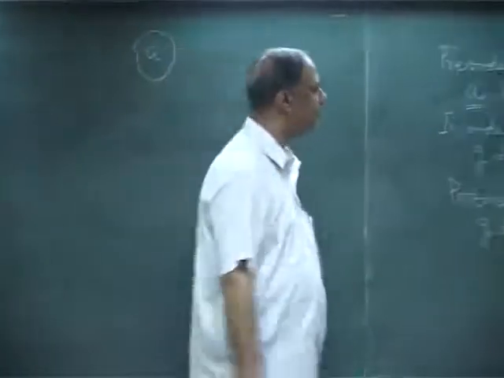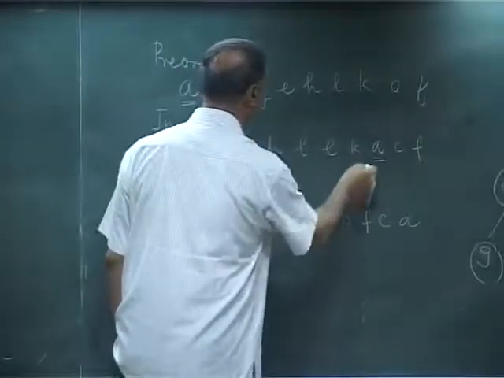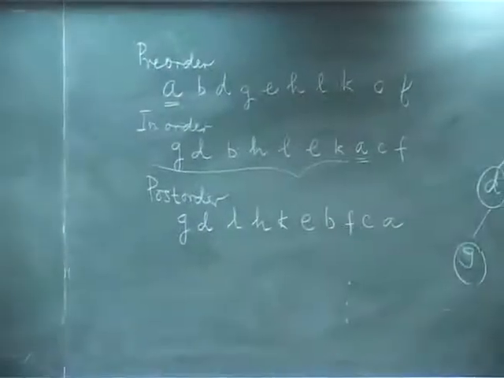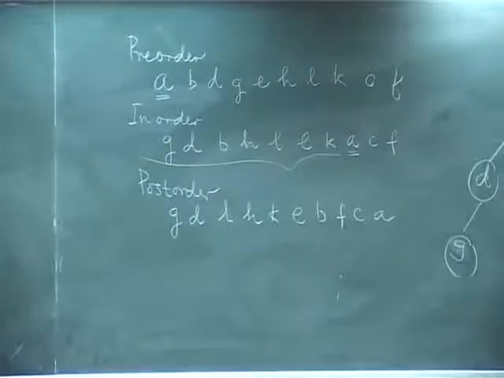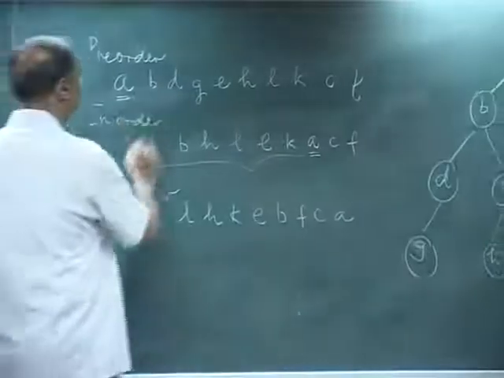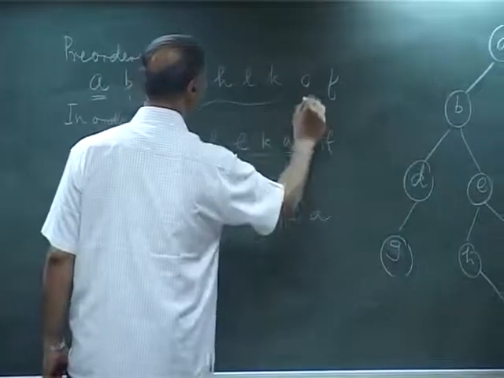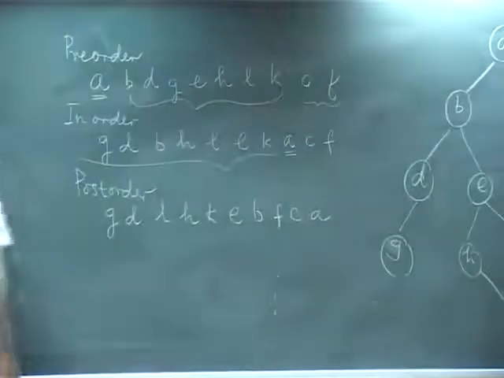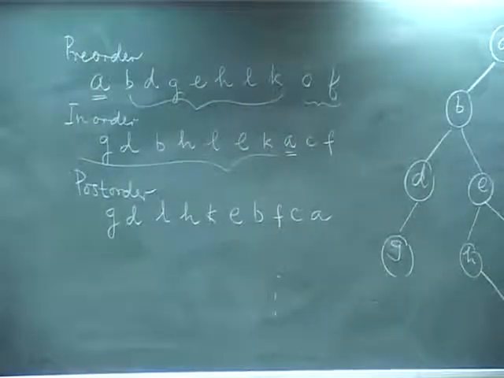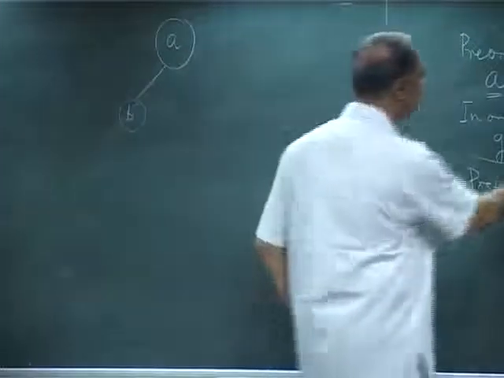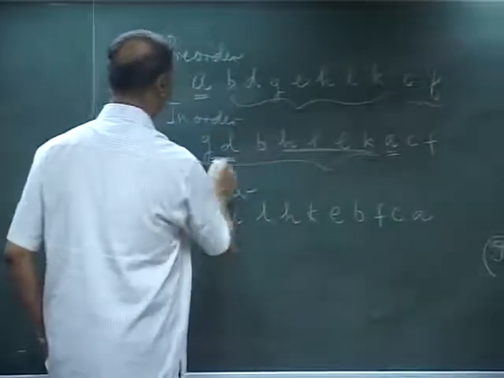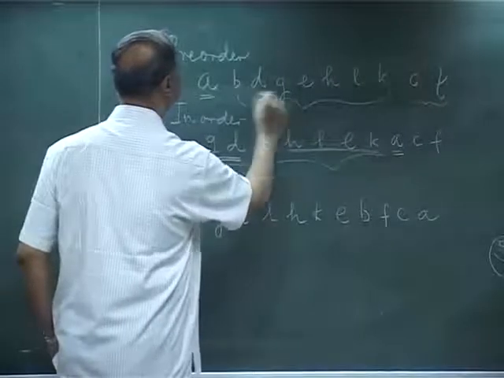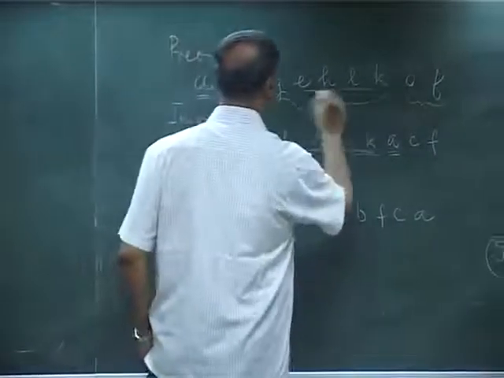Now, from the in-order, I can find out what the elements in the left subtree are and what the elements in the right subtree are. So this gives you that this much is on the left subtree, this much is on the right subtree. Now, from pre-order again, I can find out who is the root, which is B. Again, from here, I can find out this is the left subtree and this is the right subtree of B. So GD is here. And this is here.